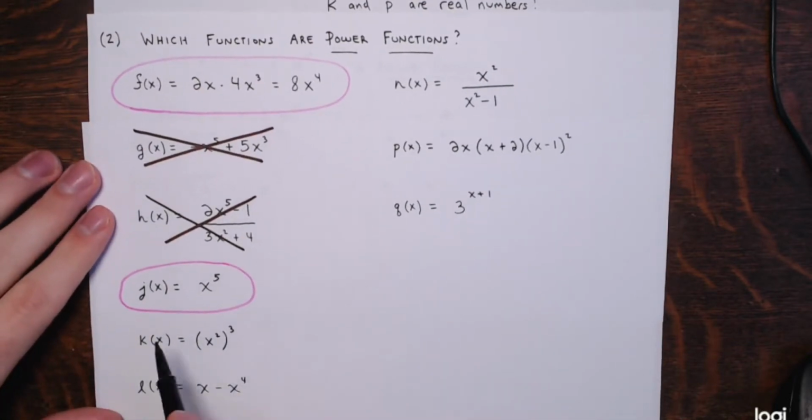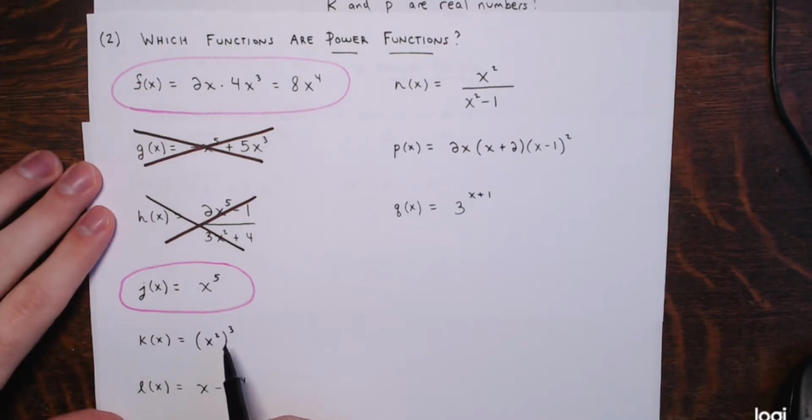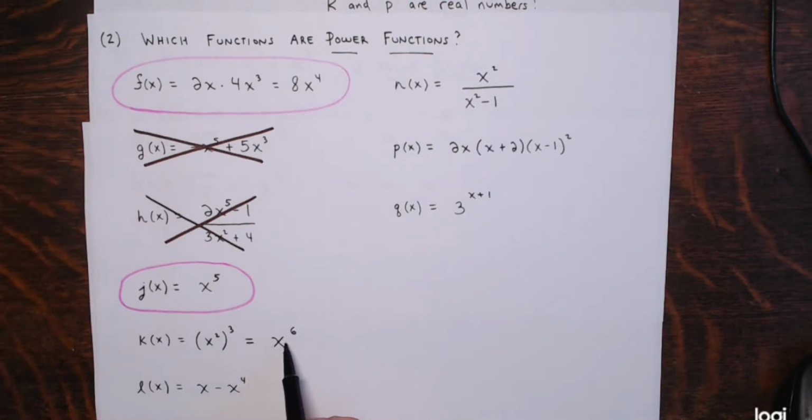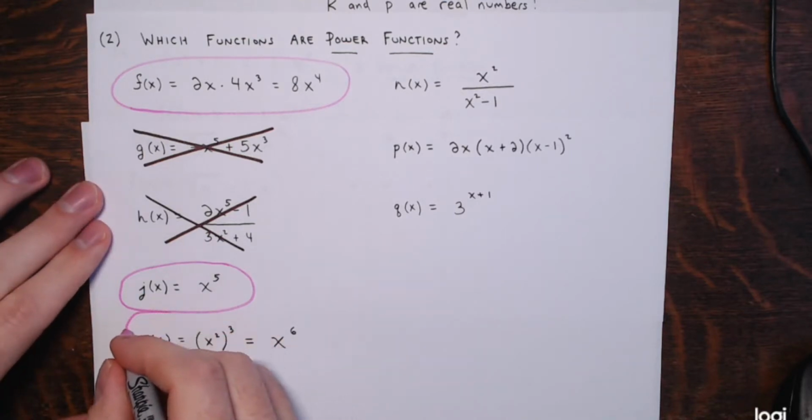How about this one? K of x equals, now it doesn't look like it yet, x squared to the 3rd. When you use properties of exponents, this is x to the 6th power. Remember, when you have a power to a power, you multiply those exponents. And this is 1 times x to the 6th, a number times the input variable to a power. So this is also a power function.